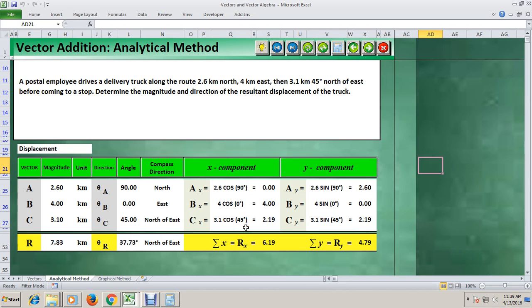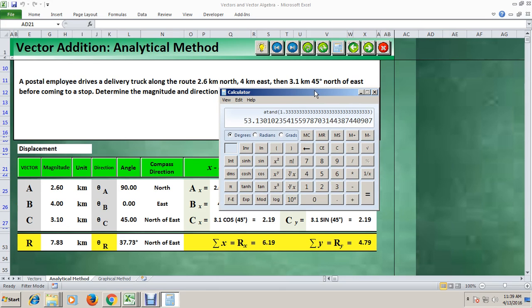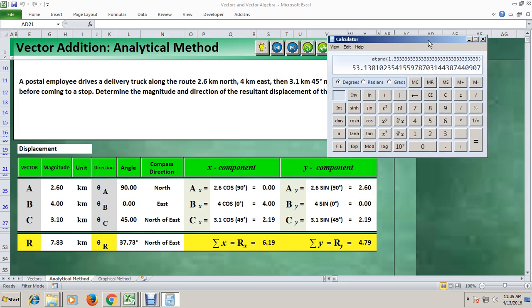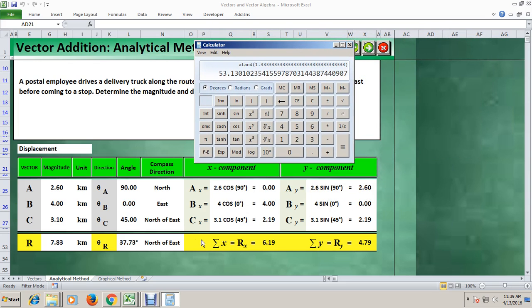Cosine 45 degrees, we should verify this using our calculators. Again, I am encouraging everybody to verify the computation using your own calculators and your own computations. Okay, so let's compute for the value 2.19. How did we come up with 2.19? Let's compute first for cosine of 45 degrees.